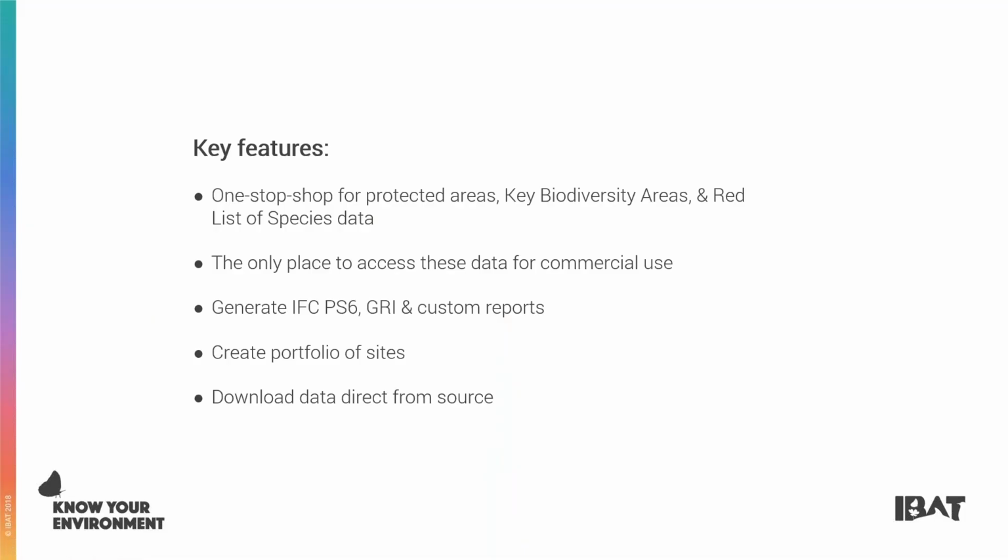So to summarize, on the portal, the key features are that it's a one-stop shop for protected areas, key biodiversity areas, and red list species data. It's the only place to access these data for commercial use. So these data are available through BirdLife Data Zone or IUCN Red List website or Protected Planet, but they all have commercial use restrictions. So for commercial users, the place to access them is through IBAT. You can use it to generate IFC PS6, GRI, and custom reports, amongst others. You can create a portfolio of sites, and you can download the data directly from source.